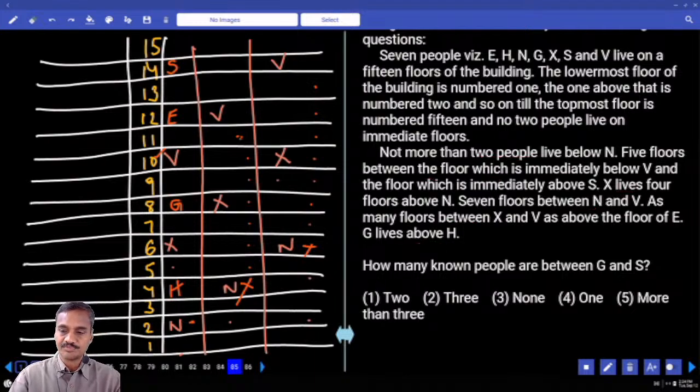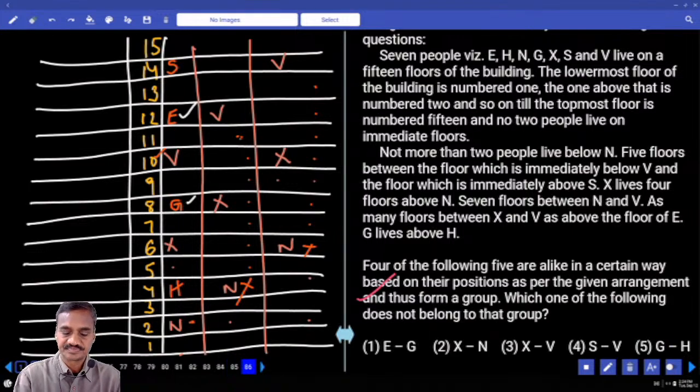Then how many known persons are there in between G and S? In between G and S is talking about known persons. That means you are already occupied. And how many persons are there? 2. And who are those 2? E and G. E and G are the only 2 people. Choice 1, 85.